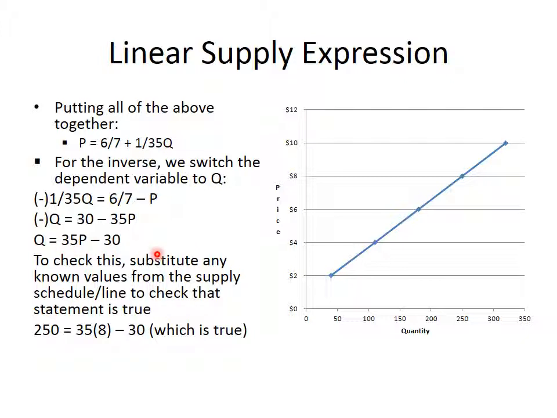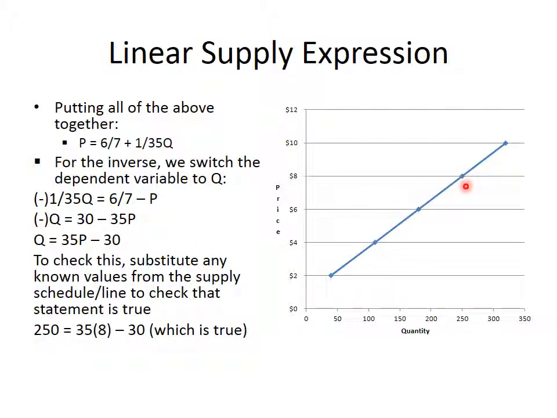To check this, we can simply substitute any two known values for price and quantity from the supply schedule to check that the statement is true. I picked right here, I picked 250. No reason, you can pick any two numbers you want. You can pick any price and quantity you want to check and see if it's true. I picked a quantity of 250, which I put down here.